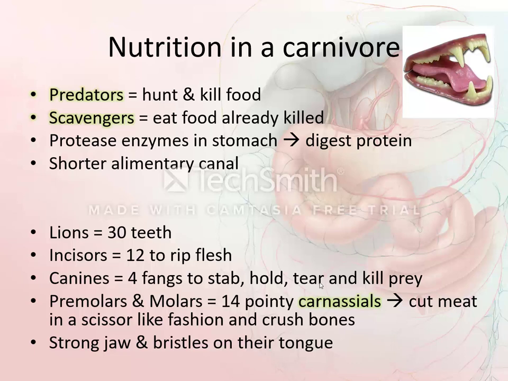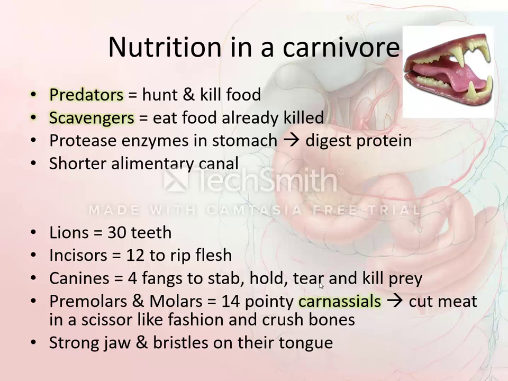A predator, a lion, for example, is actually going to do the action of hunting its food and killing it and then eating it. A scavenger doesn't have to do the hunting. It doesn't have to kill the animal first. So it doesn't need the same type of teeth. It is just going to eat from the carcass of the animal that has already been killed. Okay.